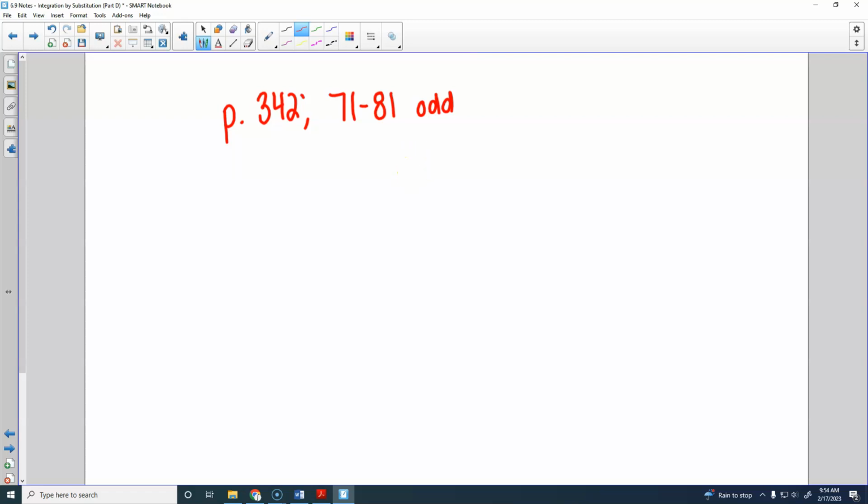Let me tell you that on 81, u is going to equal 3 over x. That one might be a little tricky. I think you should be okay on the others.